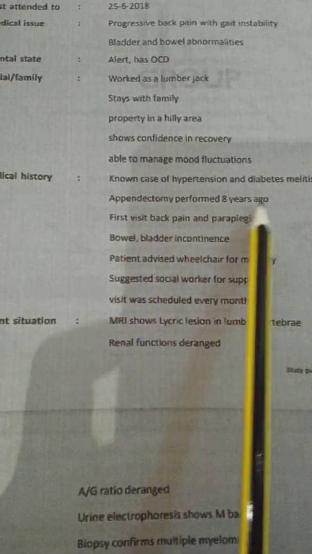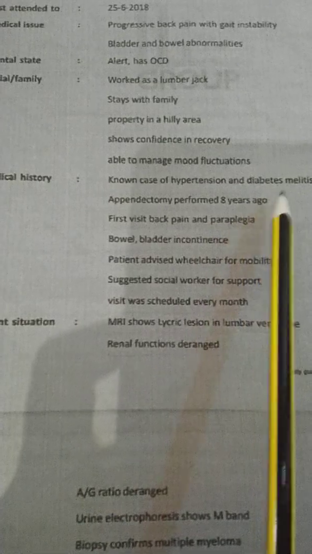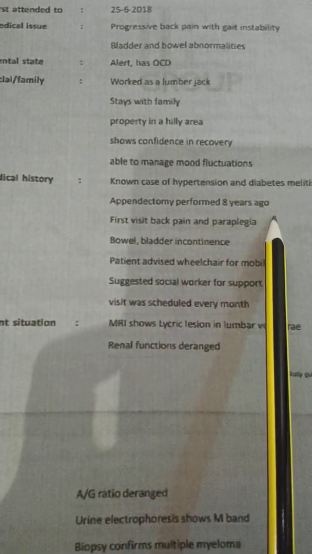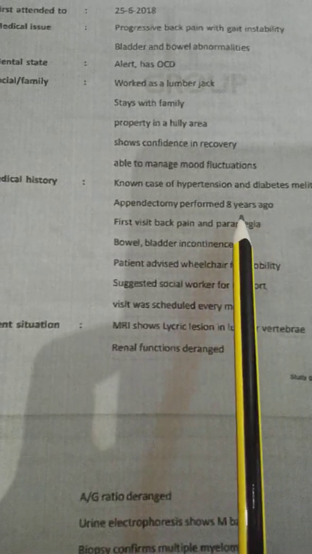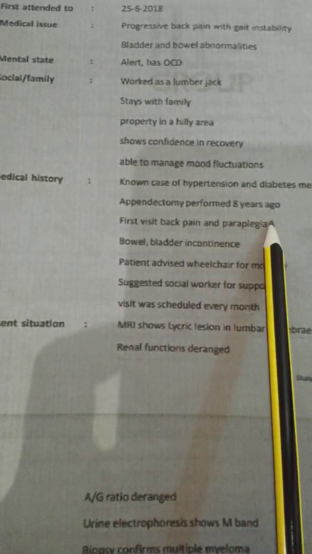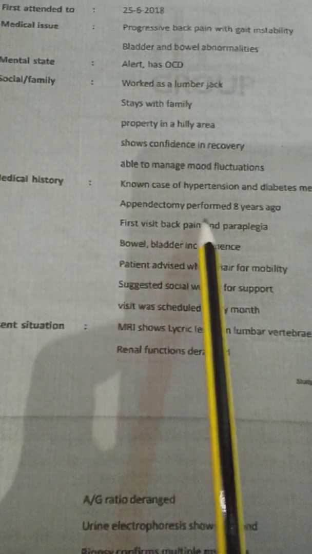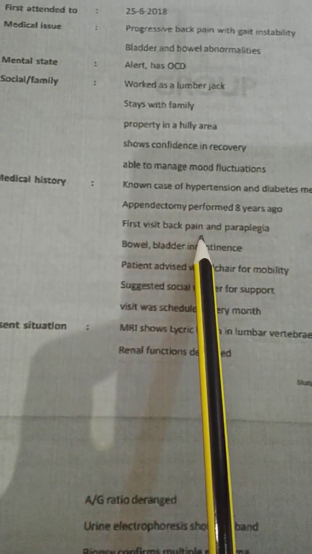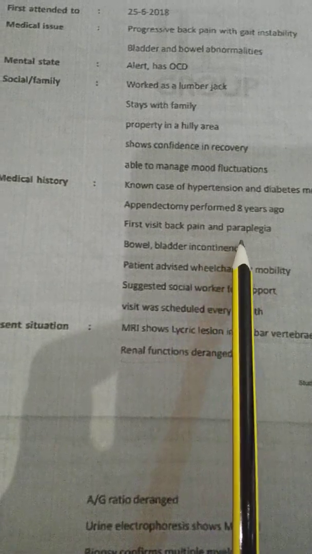So from here we can understand that his known case of hypertension and diabetes mellitus and appendectomy performed 8 years ago. This action was completed 8 years ago. So no need to mention to the oncologist, and from his part nothing to be done. So no need to include this information. So first visit was with the back pain and paraplegia. So we can mention that one.